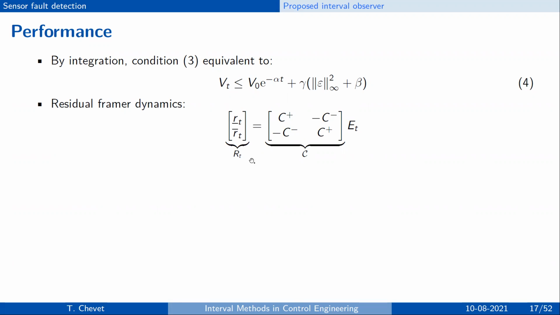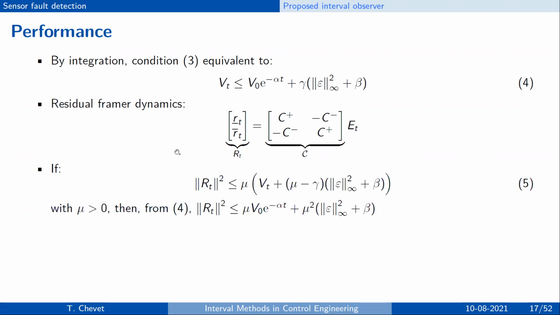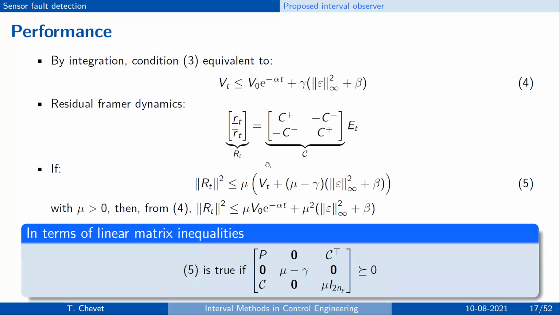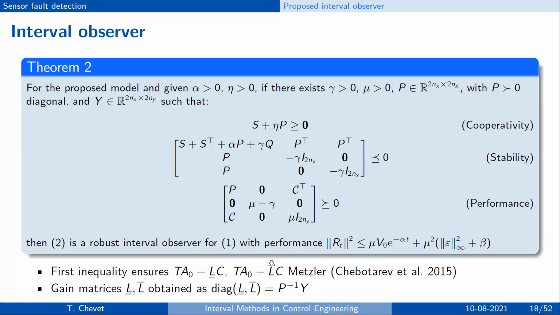We gather the dynamics of the residual bounds in this matrix form. And then if we have this, we can prove that if this condition is satisfied, just bounding V with this expression here, we will have this performance for the observer, with the norm of the residual interval bounded by a vanishing term here and a constant term here. And this inequality is satisfied if this linear matrix inequality is satisfied.